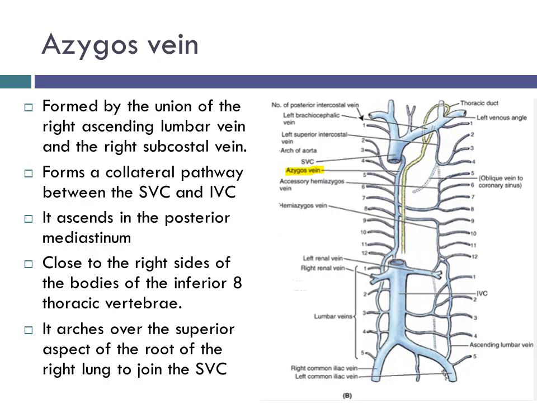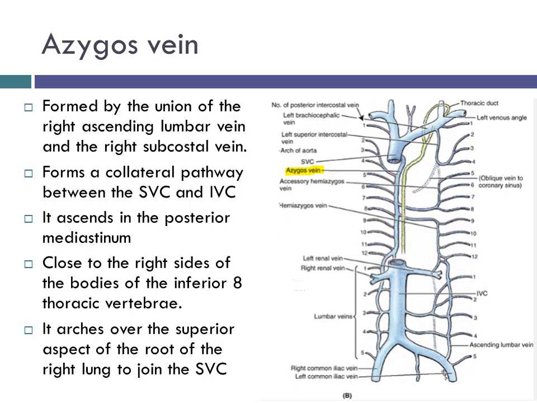The azygous vein is basically formed by the union of the right ascending lumbar vein coming from the right common iliac vein and the right subcostal vein. It forms a collateral pathway between the superior vena cava and the inferior vena cava. It ascends in the posterior mediastinum close to the right side of the bodies of the inferior 8 thoracic vertebrae, arching over the superior aspect of the root of the right lung, and then it joins the superior vena cava.